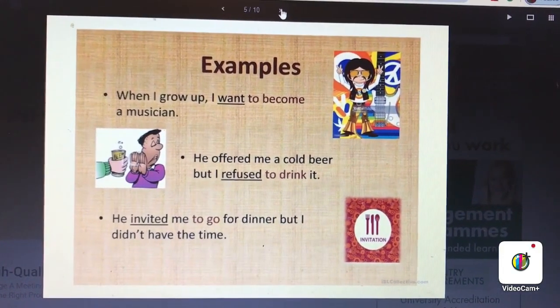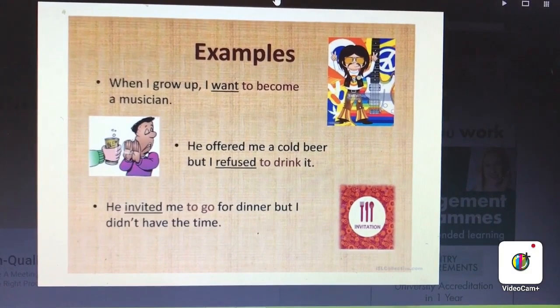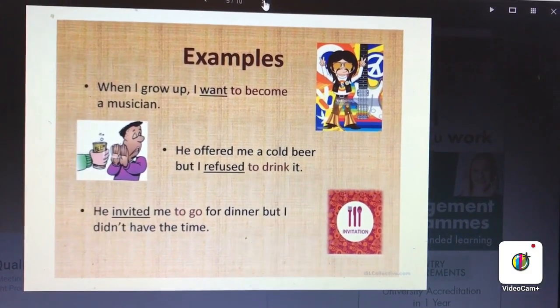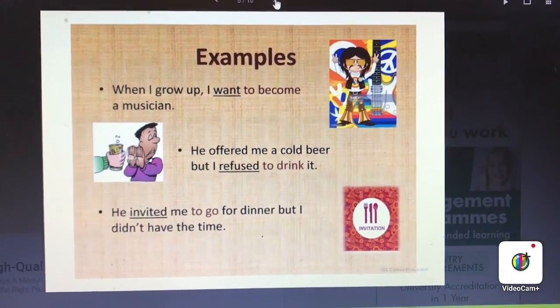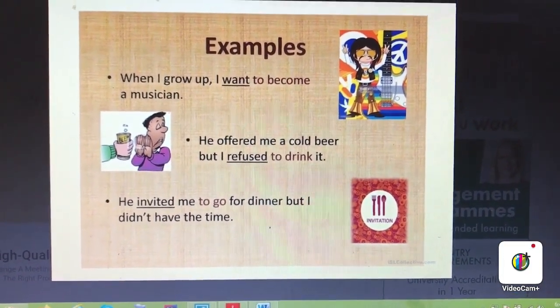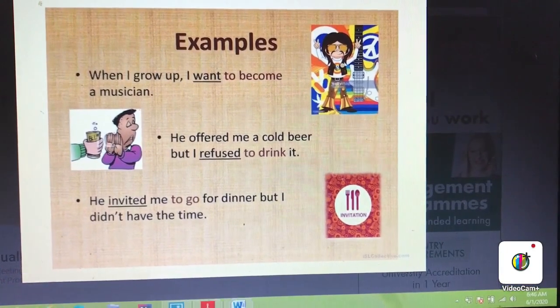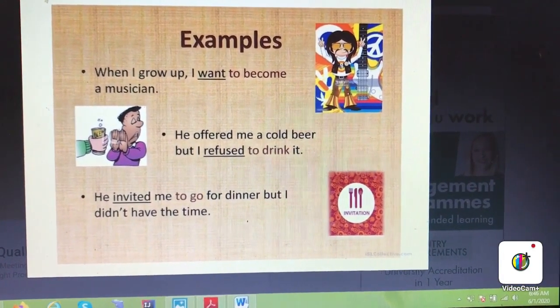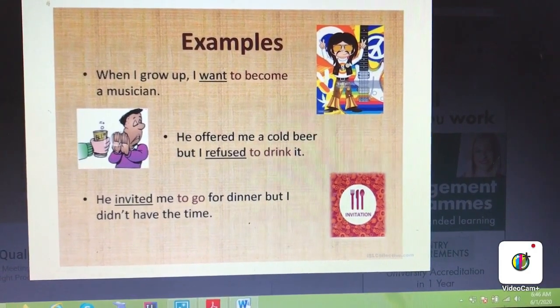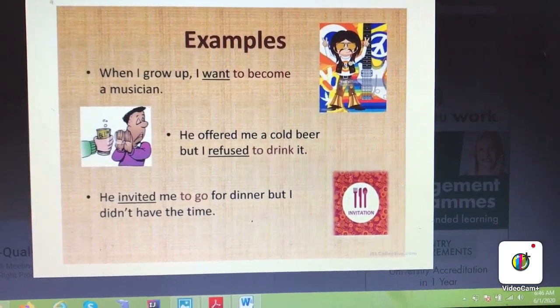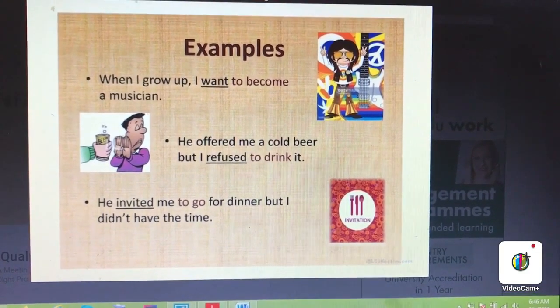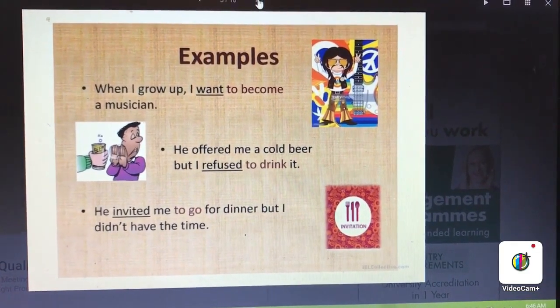In the next sentence, he offered me a cold beer, but I refused to drink it. This one is again a compound sentence. He offered me a cold beer. This is the main clause. But is the connective, and I refused to drink it is the subordinate clause.